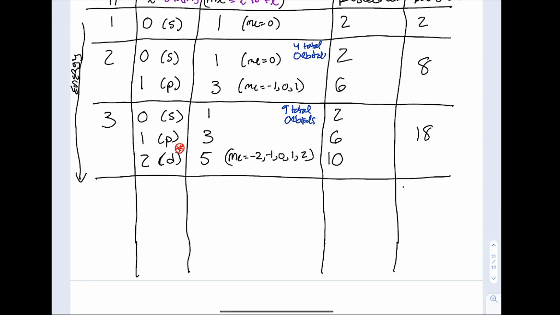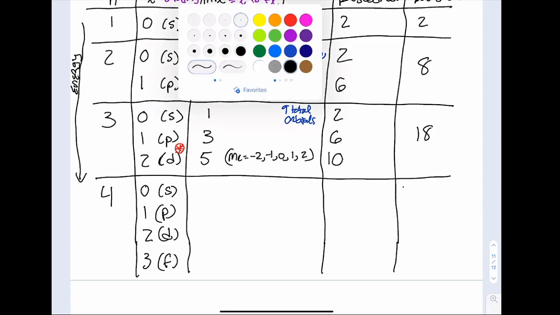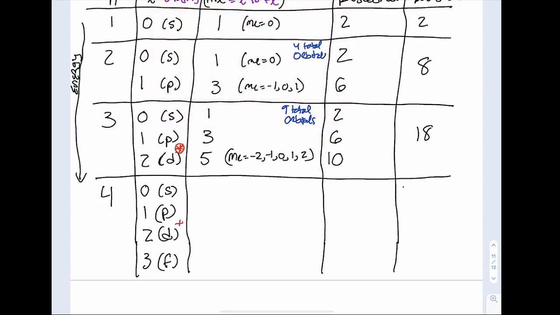So 4. So L can be 0, 1, 2, and 3. So S's, P's, D's, and our first appearance of F. Asterisks, D still gets 1. And F actually gets 2 asterisks, double asterisks. Again, I will define those, I promise.